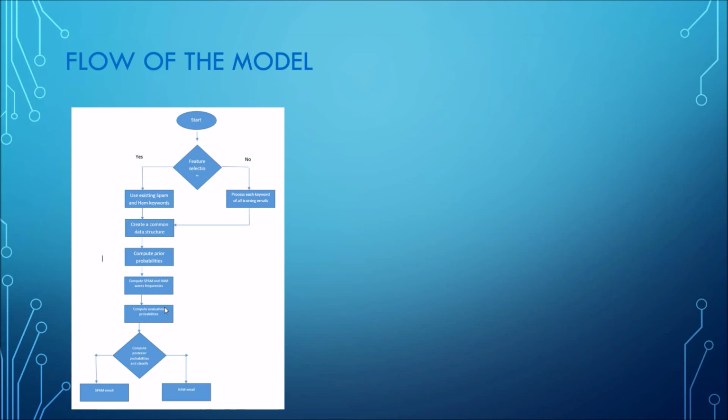Then we try to iterate through the test set. The model is made ready by using the training dataset, and as the next step we iterate through all the emails of the test dataset, where we need to identify if the emails are spam or ham. For each email we compute the posterior probabilities, and by using the spam and ham probabilities we identify what type of email it is and classify it as a spam or ham email.